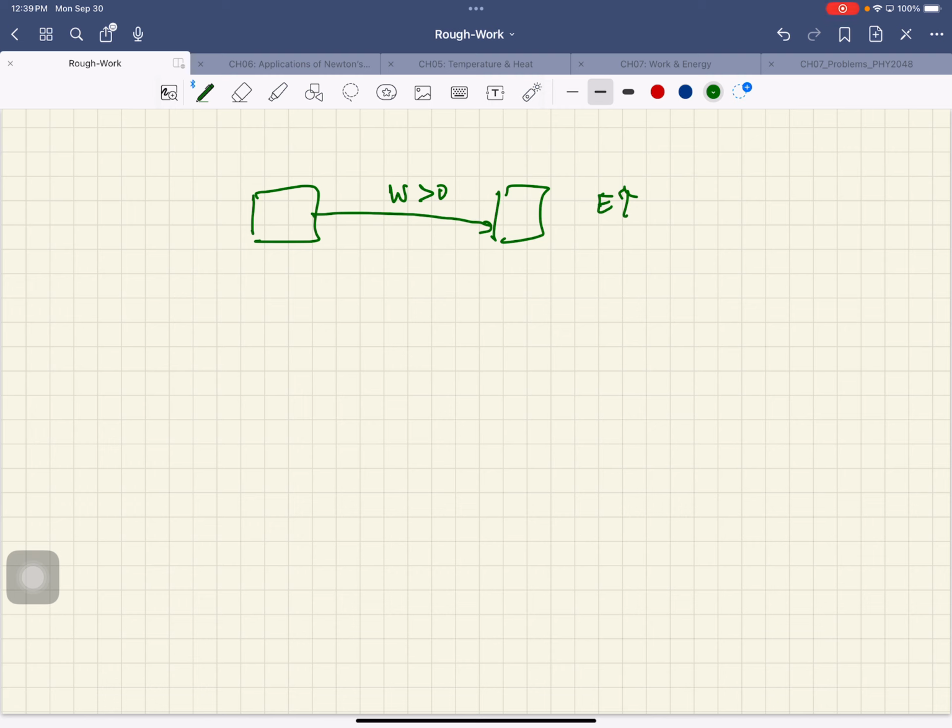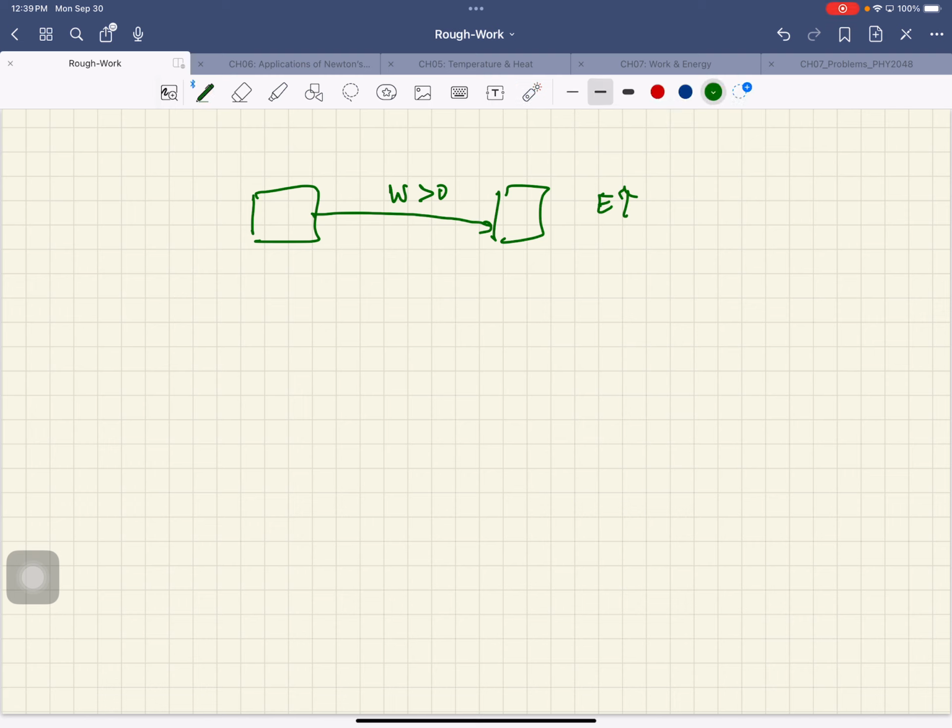Conversely, if you do 0 work, you haven't changed the energy of the object. If you do negative work, you decrease the energy of that object. Then we learned how to do work. So the message is, to do work, you need energy.